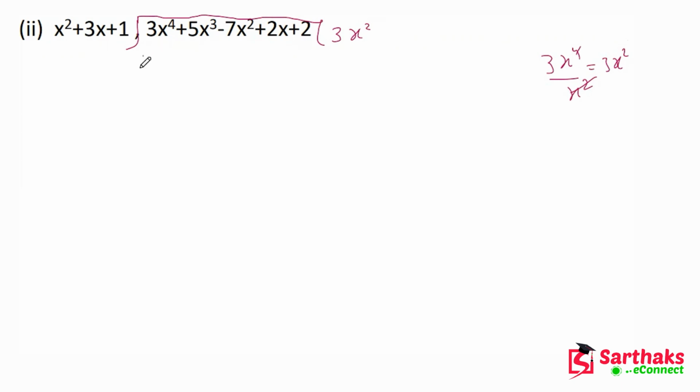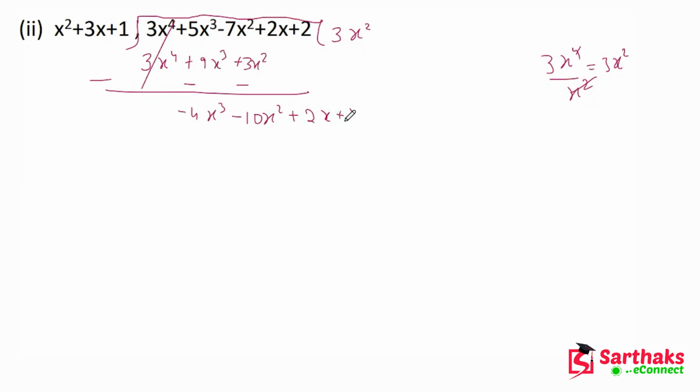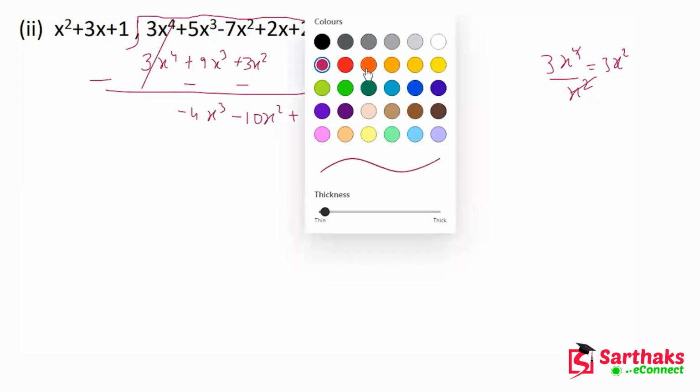We get 3x raised to power 4 plus 9x cube and plus 3x square. Okay, now if we subtract it, then this becomes cancelled, and this is minus, this is minus. So 5 minus 9 what? Minus 4x cube. Okay, and here is minus 7 minus 3, then it becomes minus 10x square, and the remaining part is 2x plus 2. Okay, I hope you get this point.